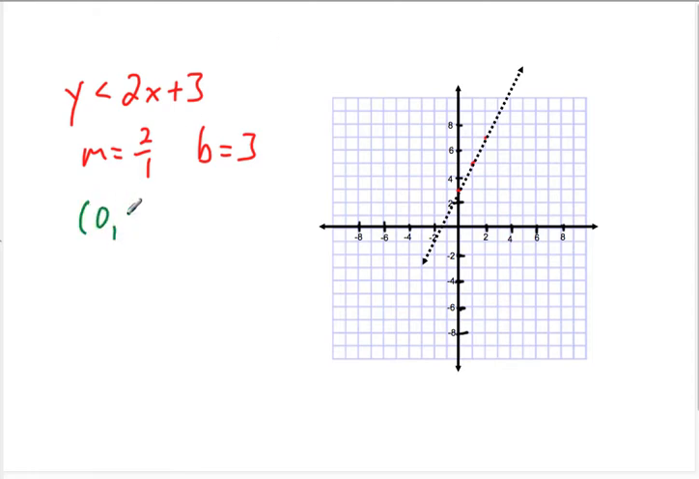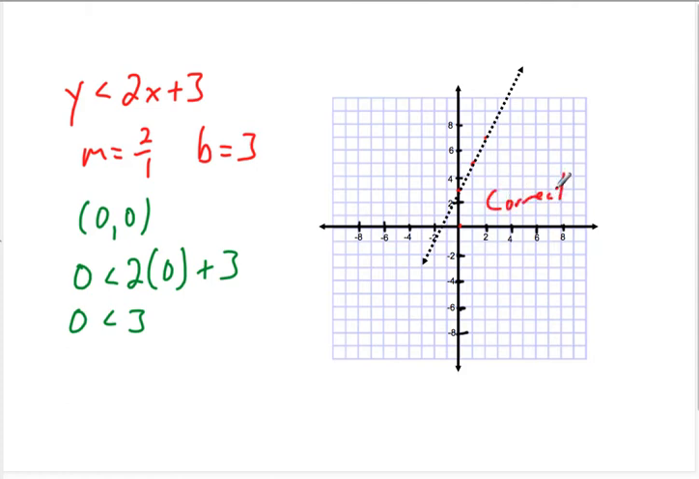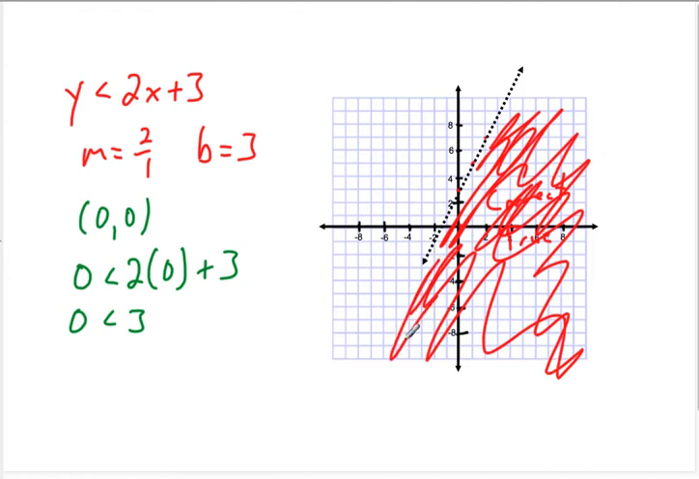So I'll try point 0, 0. So 0 is less than 2 times 0 plus 3. Simplify that right side, and I get 0 is less than 3. That is true, so I know this point here is correct. It's true, right? And true. So therefore, I'm going to shade on this side. Everything on this side is correct. Everything on this side is not, and so I do not shade over there. All right, and that's it for that.